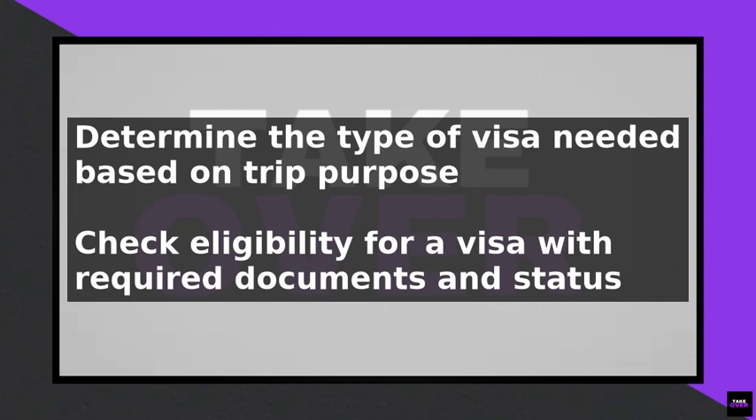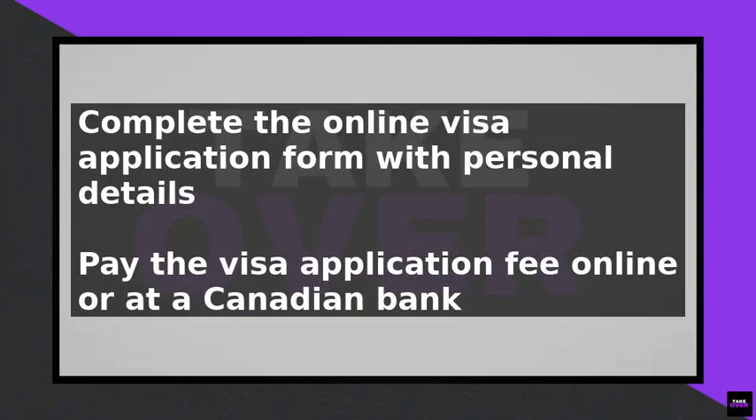Once you have determined your eligibility, complete the online visa application form, known as the DS-160. This form requires personal and travel information, and you will need to upload a photo that meets the U.S. Department of State's requirements. After submitting the form, you will need to pay the visa application fee, which varies depending on the type of visa. You can pay the fee online or at a bank in Canada.